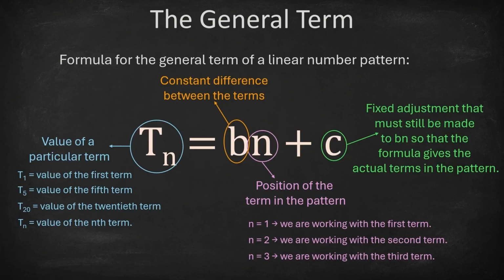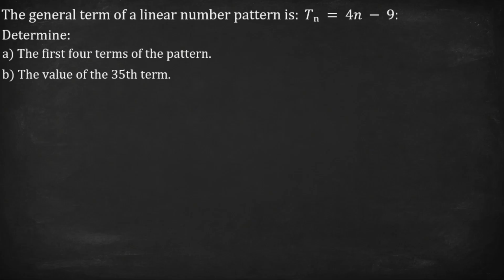Now that we've recapped this, let's do our first example. The general term of a linear number pattern is Tn equals 4n minus 9. And this is a two-part question. First, we have to determine the first 4 terms of the pattern, and for b, we have to determine the value of the 35th term.